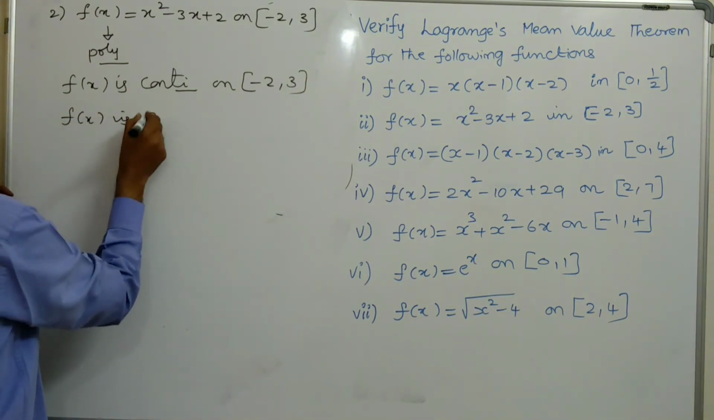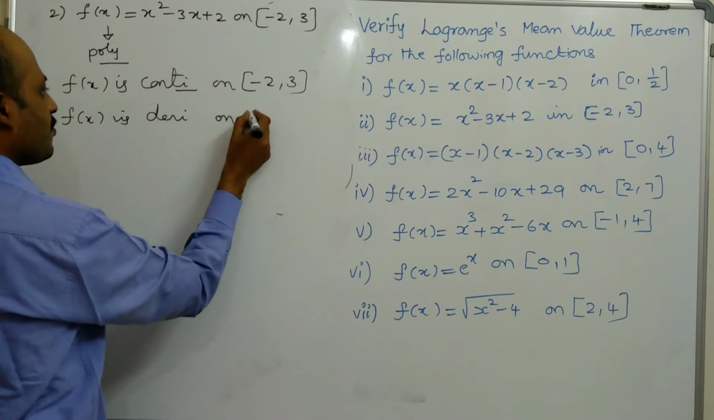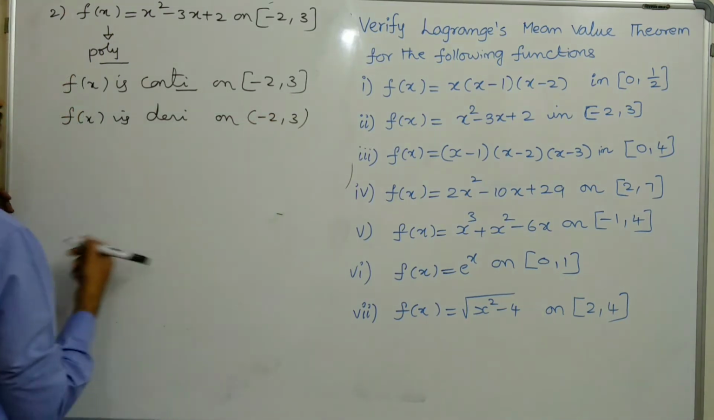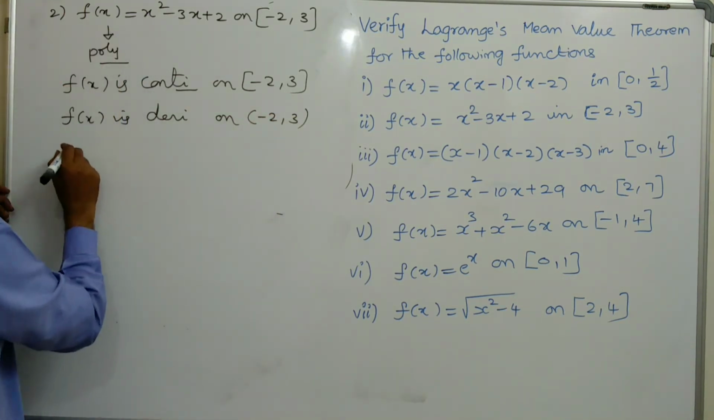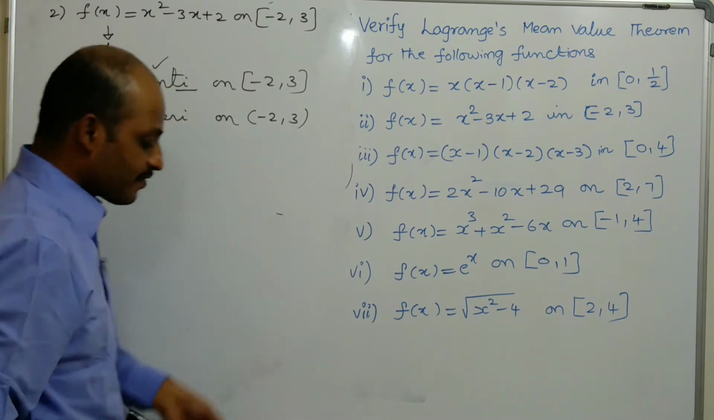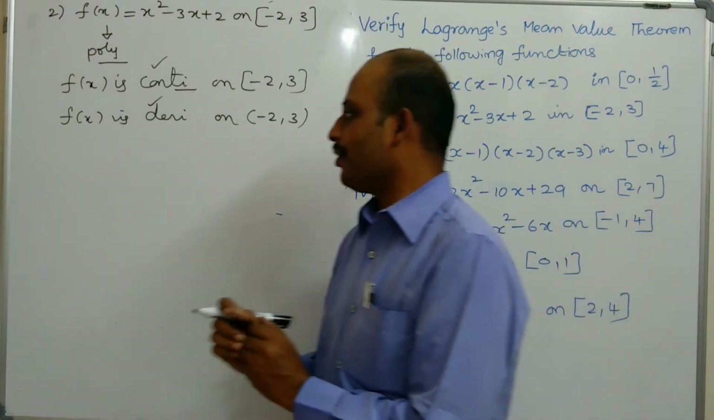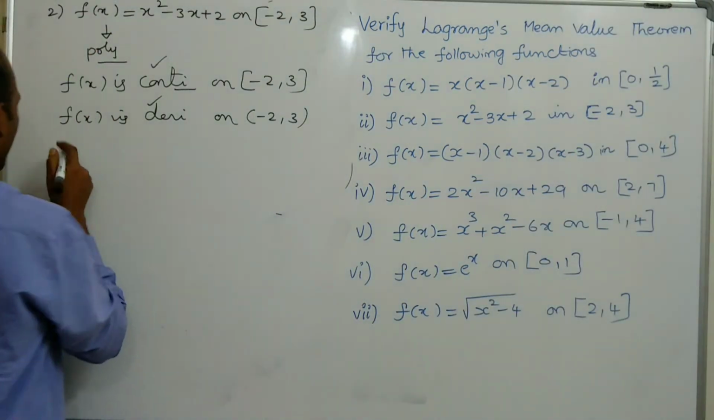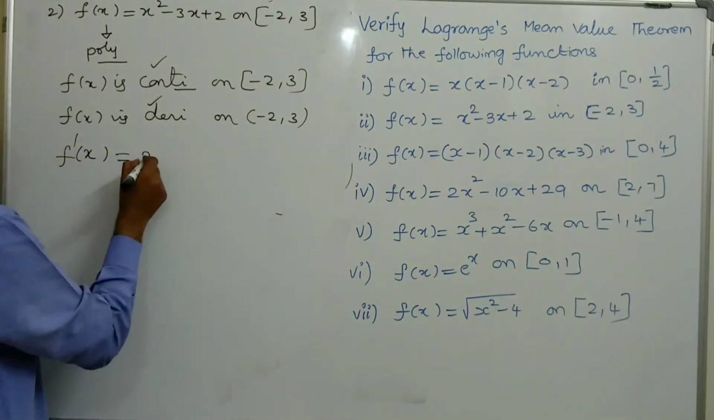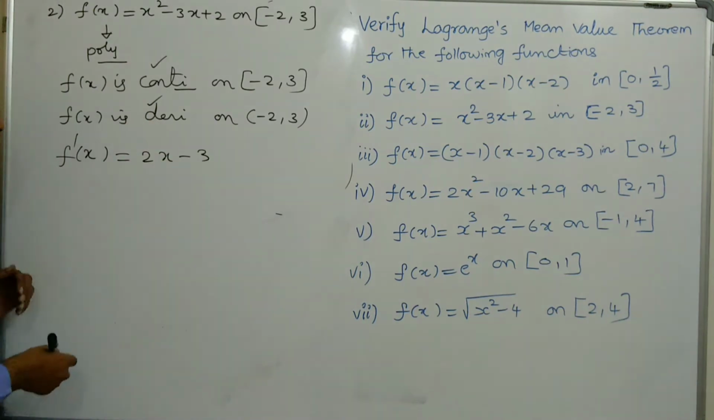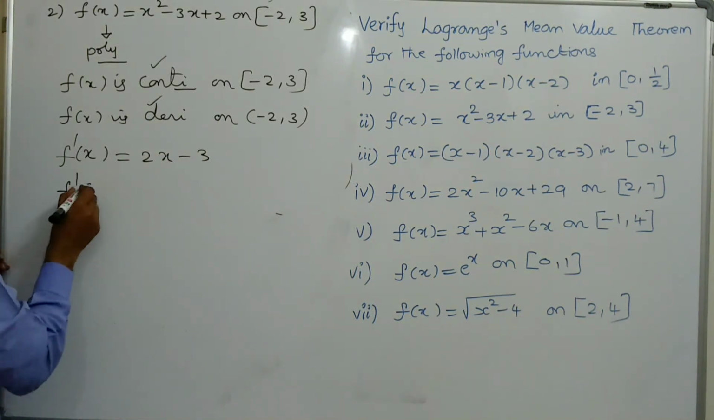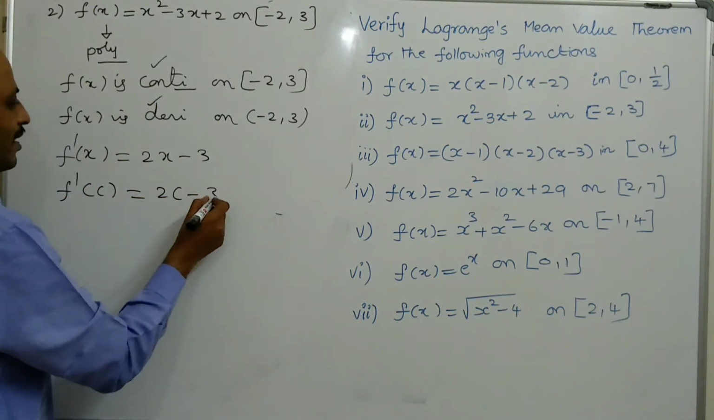F of x is derivable on the open interval minus 2 comma 3. Very clear, f of x satisfies both the conditions of the mean value theorem. Let us find f dash of x. F dash of x is equal to 2x minus 3. You get f dash of c is equal to 2c minus 3.